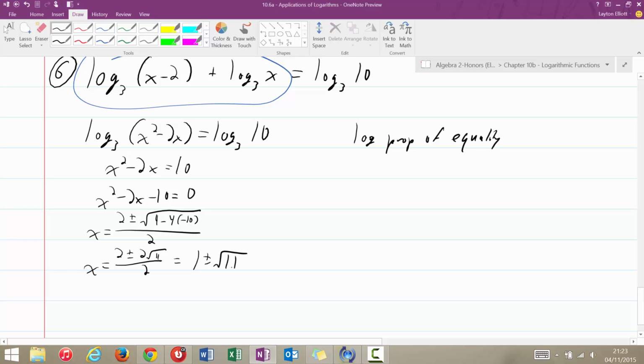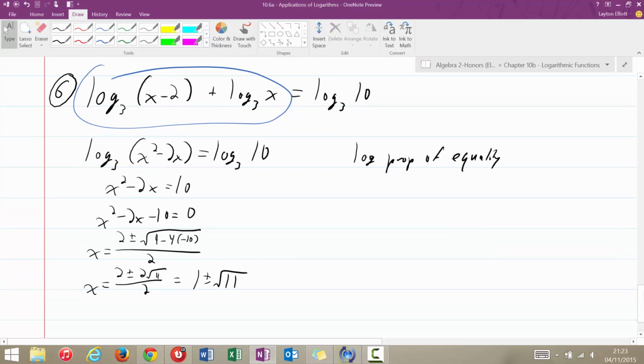I actually have to check that when I plug them back in that they would both give me real numbers. So 1 plus radical 11 is going to be 4 point something. And 1 minus radical 11, because radical 11 is 3 point something, 1 minus radical 11 is going to be negative 2 point something.